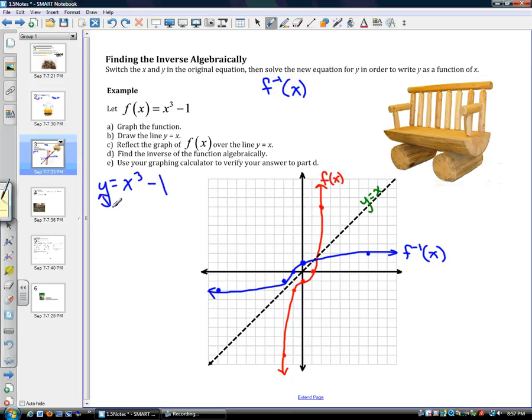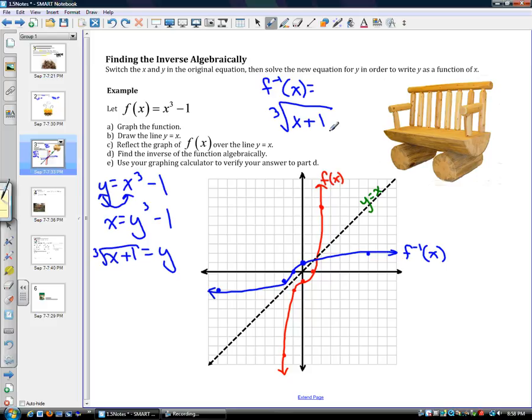And I want to switch my x and y values. So I get x equals y cubed minus 1. And then I'm going to solve for y. So I'm going to add 1 to both sides. I get x plus 1 equals y cubed. And in order to solve for y, I'll take the cube root of both sides. So I'll go ahead and do that in this same step. So I get the cube root of x plus 1 equals y. And let's just write it as f inverse of x. I'll just stick it up here. F inverse of x equals the cube root of x plus 1. Very good.